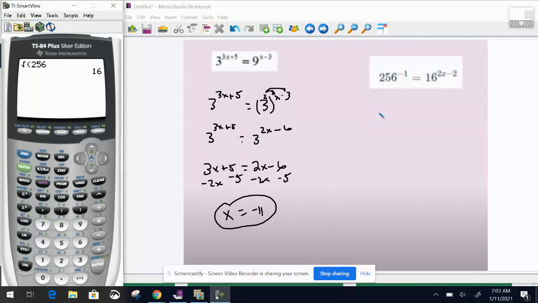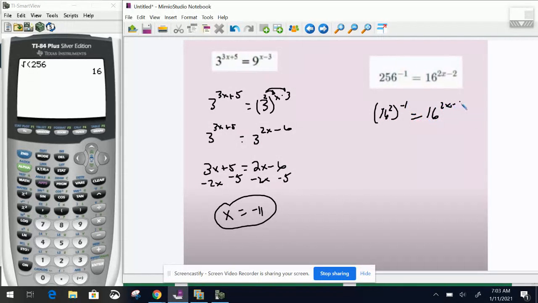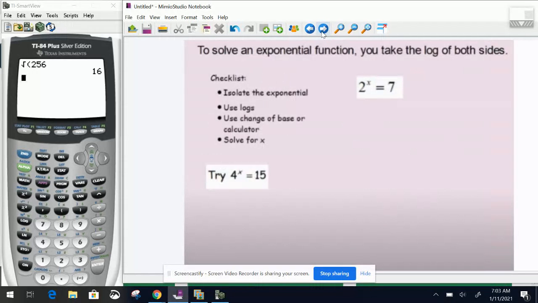So I would write this as 16 squared to the negative first is equal to 16 to the 2x minus 2. And now I would set negative 2 equal to 2x minus 2. I would add 2. 0 is equal to 2x. Divide by 2, and you get x is equal to 0. So we're going to get a numeric answer for these types of problems. Let's move on to some where we can't get the bases the same.